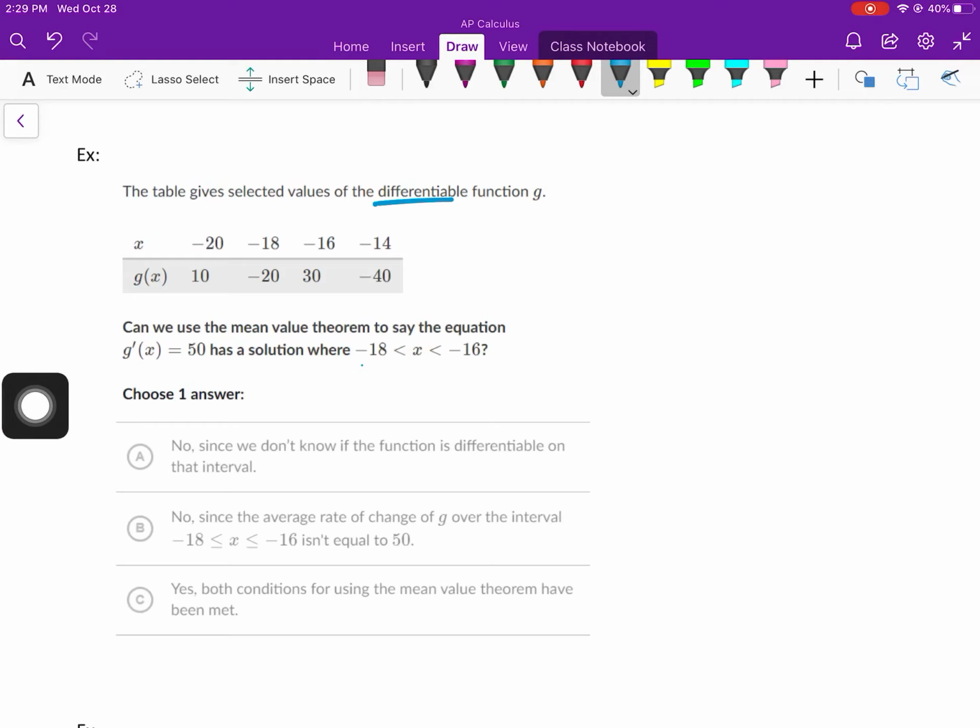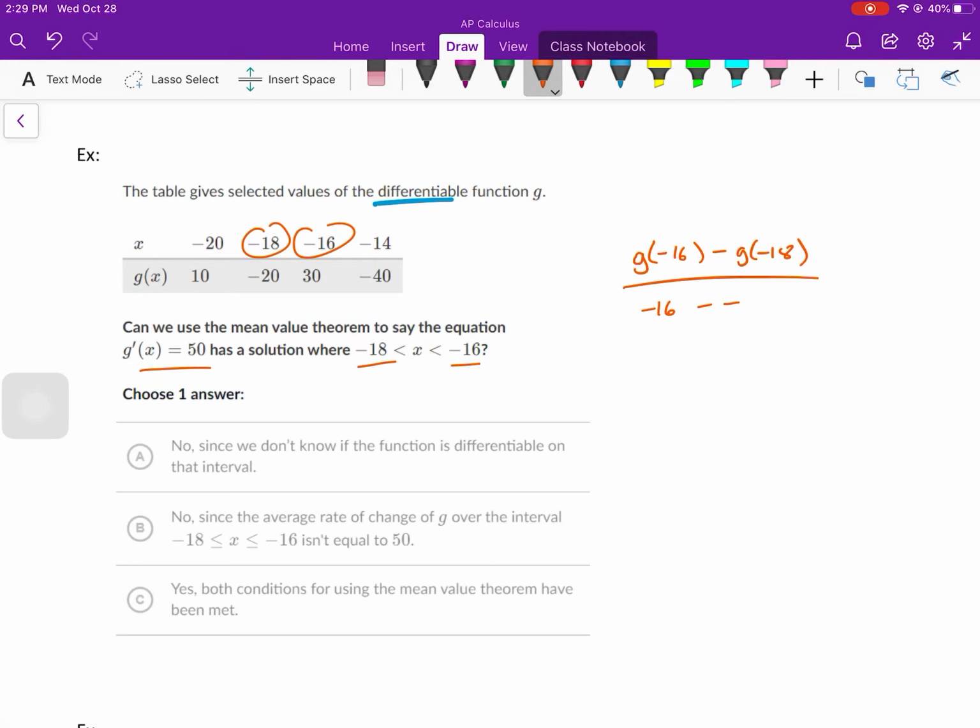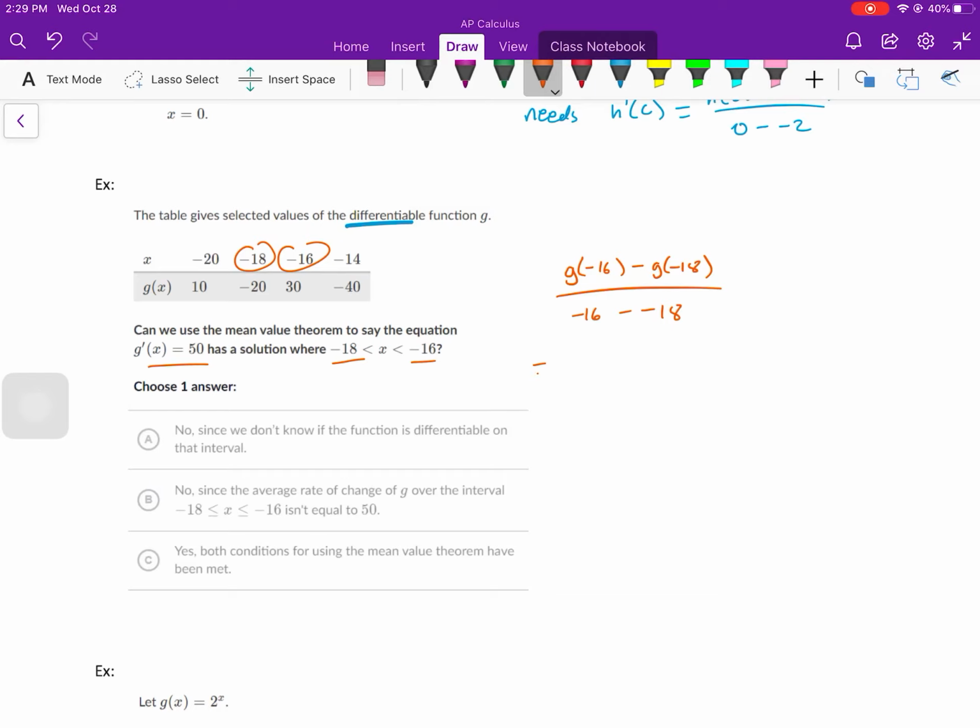Can we use it to justify from negative 18 to negative 16 that our derivative is 50? So let's go ahead and take a look. So negative 18 to negative 16. So we'll do g of negative 16 minus g of negative 18 over negative 16 minus negative 18. So g of negative 16 is 30 minus negative 20 over, that's going to be 2. Negative 16 plus 18 is 2. So that gives us 50 over 2, which is 25. So no, since the average rate of change of g over the interval is not equal to 50. If it was, we would be good.